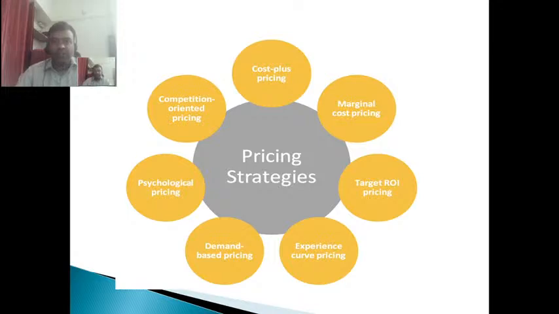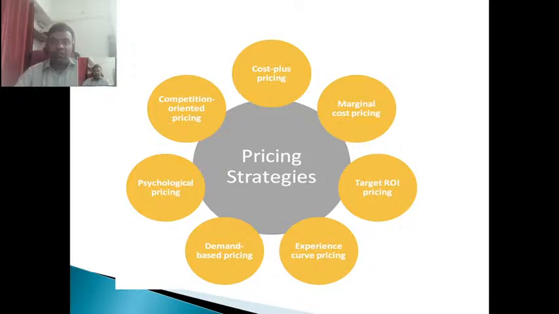Cost plus pricing. Whatever production cost you have incurred, maybe you have incurred 100 rupees of cost to produce something. Obviously, you will consider your cost and add some profit to it. Maybe you add a 20% margin, so 120 rupees is your price. So based on your cost, you decide a price. This is the cost plus pricing method.